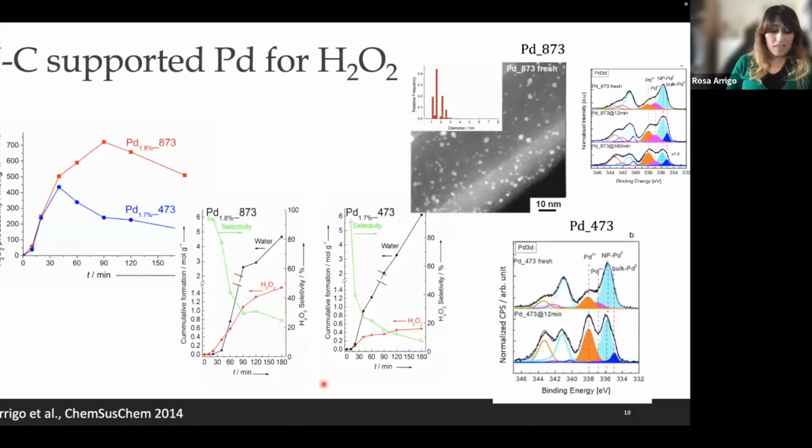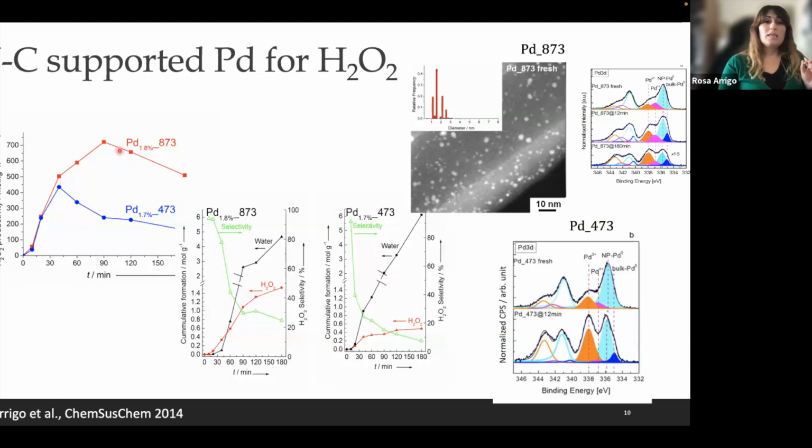Now, I have said before that the nitrogen functionalities can directly coordinate palladium, and this can be seen spectroscopically. There is another example I want to show you in which we show the impact of the surface chemistry of carbon in stabilizing the metal nanoparticles of a given size.